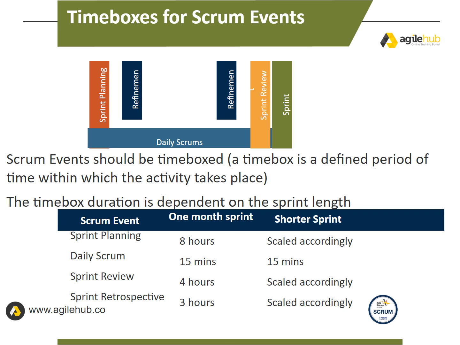The daily Scrum, however, should be the same length of 15 minutes regardless of the sprint length. Sprint reviews and retrospectives are scaled accordingly depending on the sprint and the requirements.